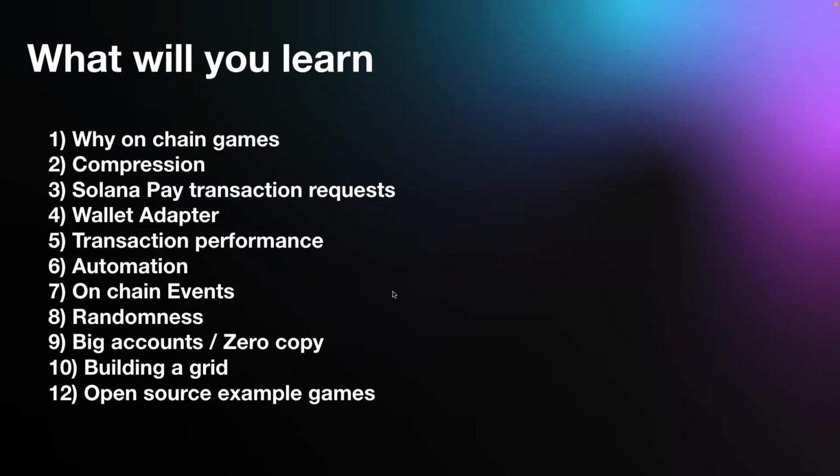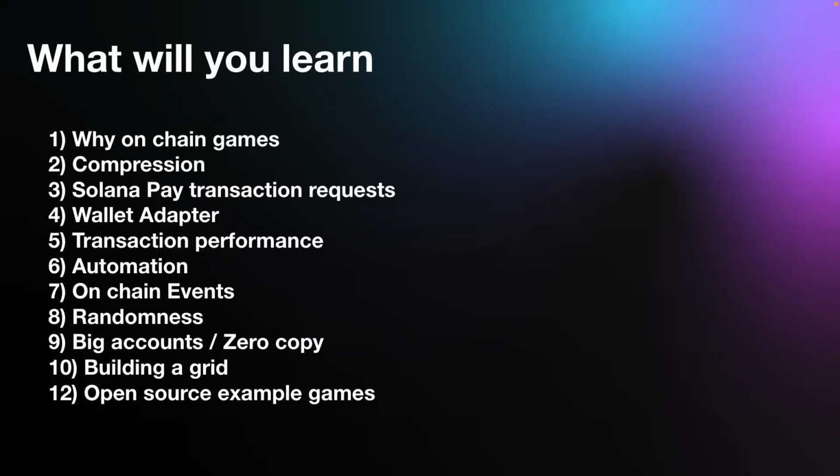Here's a quick introduction of all the things I want to talk about. I have 70 slides, so it might be a bit too much actually. First, we're going to go over why on-chain games, why I think that's a cool thing. Then compression. Then Solana paid transaction requests and how you can use them for game development. Then a short section about the wallet adapter. Then how you can improve your transaction performance to get as much speed out of Solana as possible. Then we're going to talk about automation.